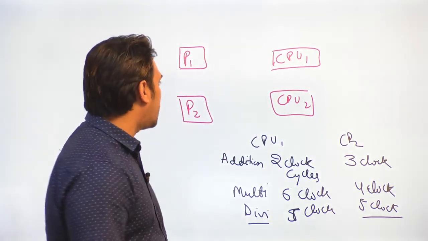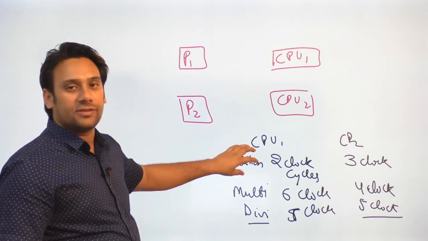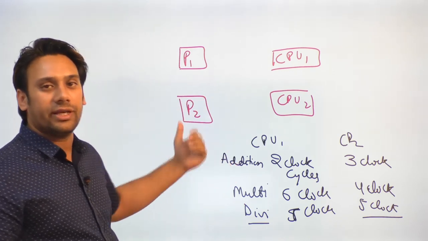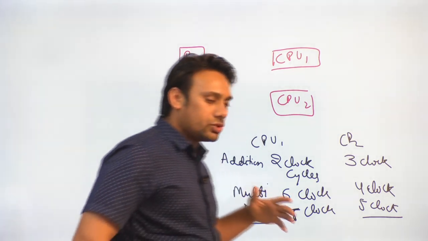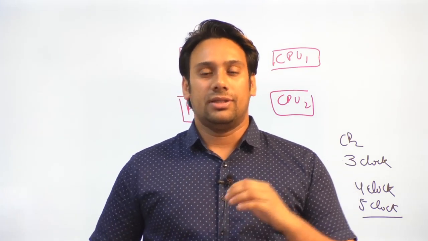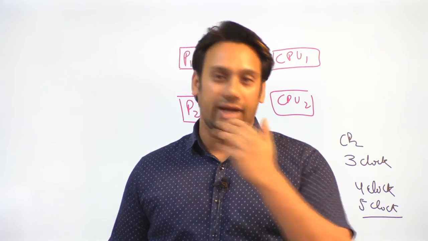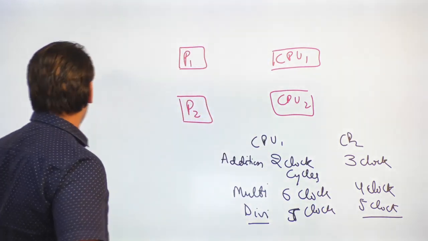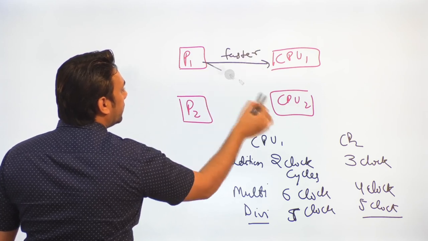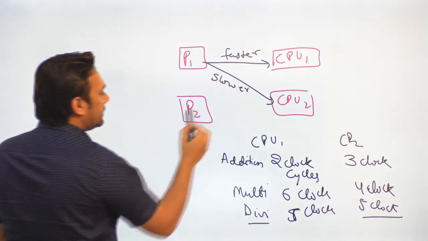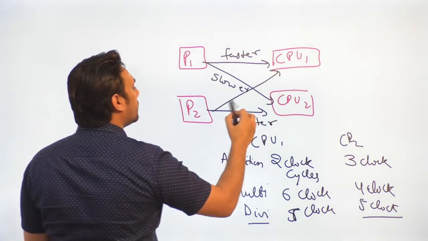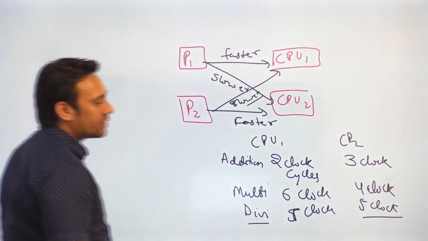Okay. Now what if this program 1 is having more addition instructions and less multiplication instructions? This program 2 is having more multiplication instructions and less addition instructions. ठीक है, कि ऐसा कुछ हो कि program 1 के अंदर ज़्यादा addition instructions हैं और कम multiplication instructions हैं, और program 2 के अंदर ज़्यादा multiplication instructions हैं और कम addition instructions हैं. In that case, what will happen? In that case, this program 1 will run faster on CPU 1 and it will run slower on CPU 2. And this program 2 will run faster on CPU 2 and it will run slower on CPU 1. ठीक है, ऐसा हो सकता है.